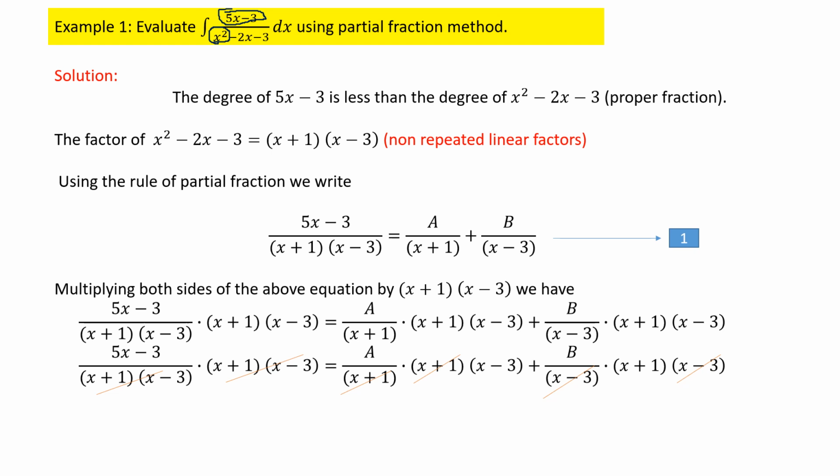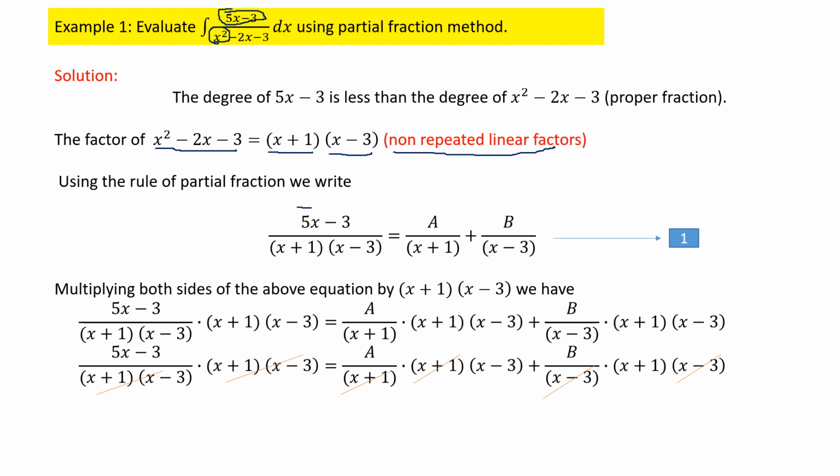Then step number 2, you have to split the denominator function into linear factors or quadratic factors. In the denominator, I have x power 2 minus 2x minus 3. If I factor this, I will get x plus 1 and x minus 3. So clearly these two are non-repeated linear factors, so we have to apply the rule of partial fraction for non-repeated linear factors.